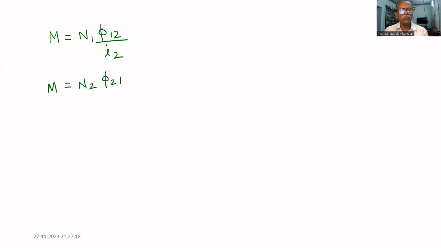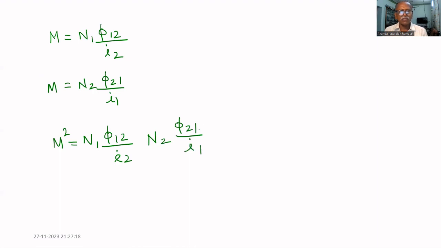Now we'll see the relation between L1 and L2. Two coils are there. We know that M equals N1 φ12 divided by I2. M also equals N2 φ21 divided by I1. Therefore, M square equals N1 φ12 divided by I2 multiplied by N2 φ21 divided by I1.